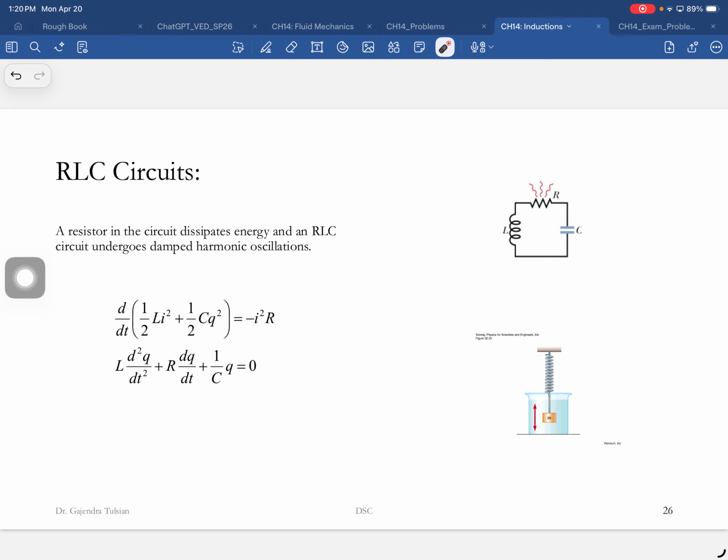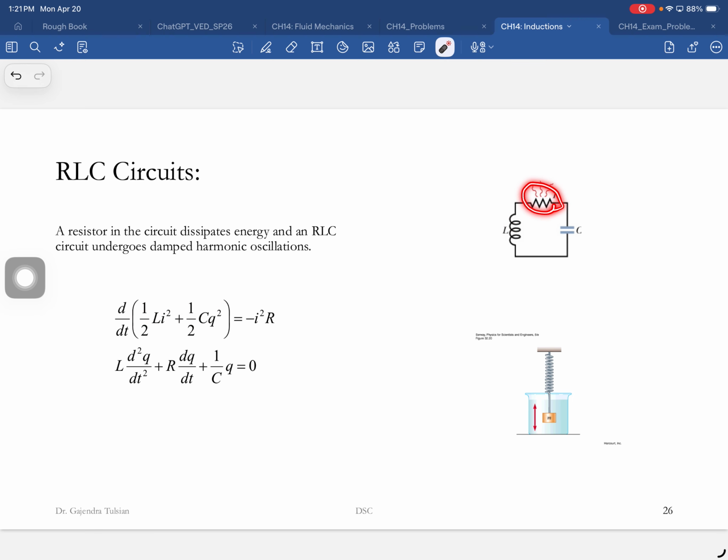Now we'll show you, you've seen this sort of thing before. What does the presence of resistance do? Resistance dissipates the energy. So we'll show that the charge on the capacitor decreases exponentially. Now how do you get an equation modeling the behavior of this? So here's the equation. This is the energy stored in the inductor. This is the energy stored in the capacitor.